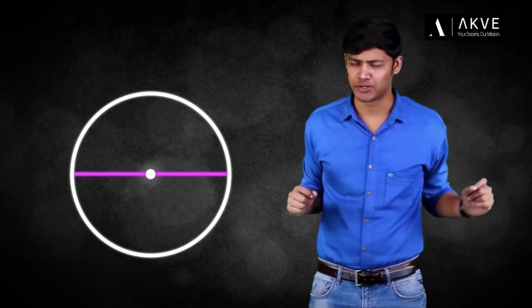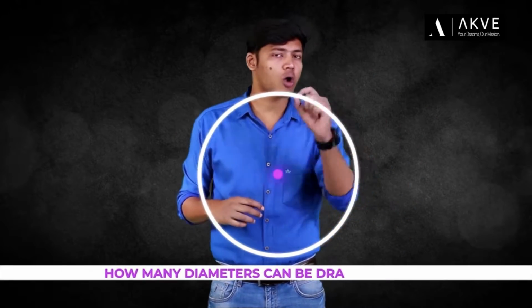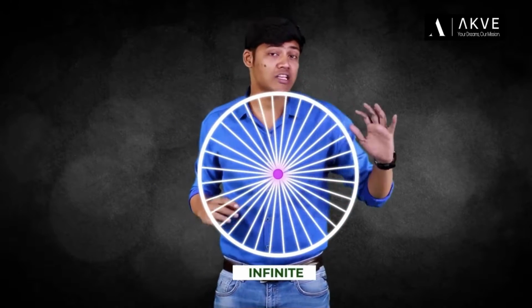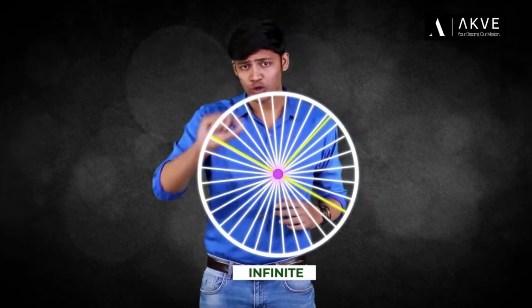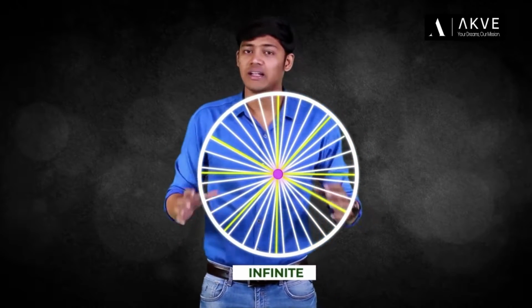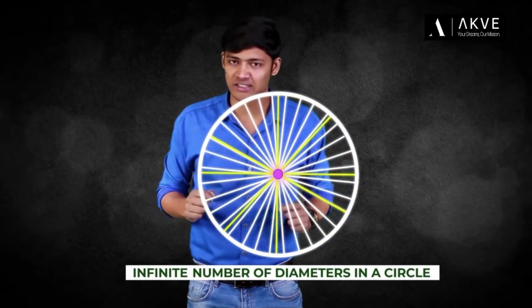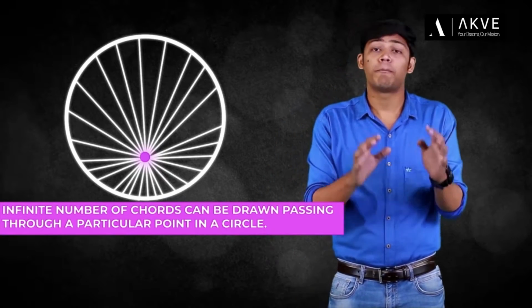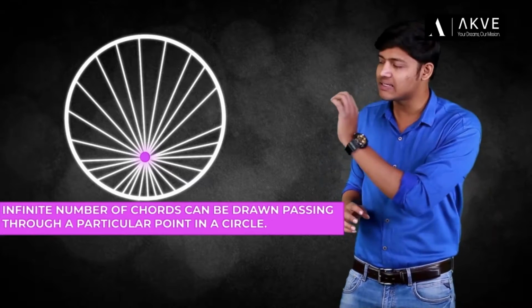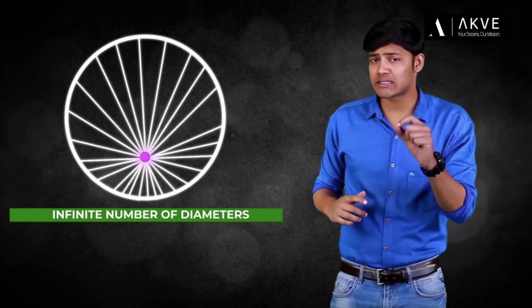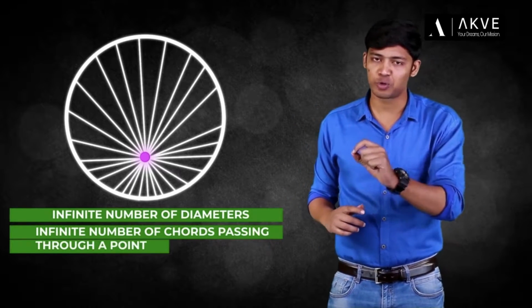Now, here is a question for you. How many diameters can be drawn in a circle? Infinite, right? We can draw as many chords as we want passing through the center of the circle. So, we can conclude that there are an infinite number of diameters in a circle. From this, we can also conclude that an infinite number of chords can be drawn passing through a particular point in the circle. So, there are an infinite number of diameters as well as an infinite number of chords passing through a particular point in the circle.